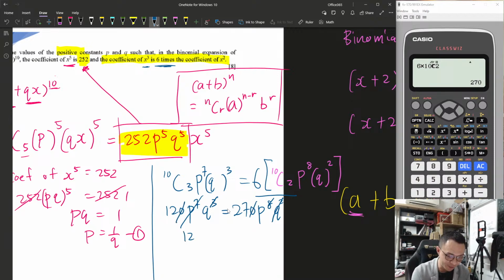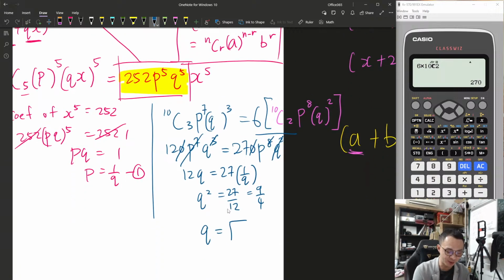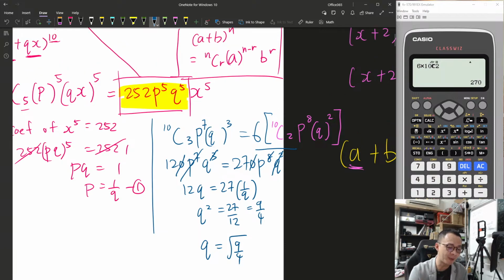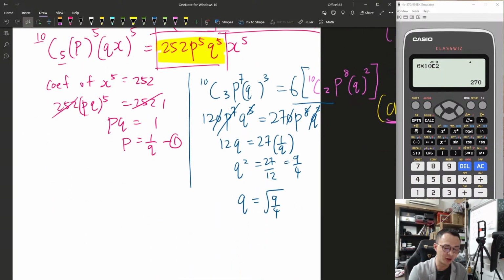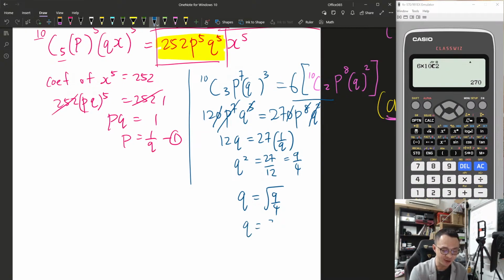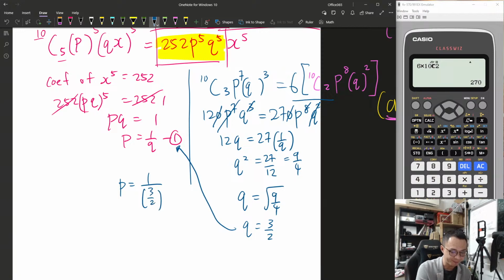Alright, so this is 12Q equals to 27P. And P is 1 over Q. So I know Q square equals to 27 over 12, which is 9 over 4, isn't it? Then I can get the Q value by square root 9 over 4. Supposedly, square root will have plus minus, but because they only want the positive value, I will not write a plus minus, I will only write the plus version. Q is 3 over 2. So I can get P by sub the Q back into here, which is 1 over 3 over 2. So this one will be 2 over 3. Done.